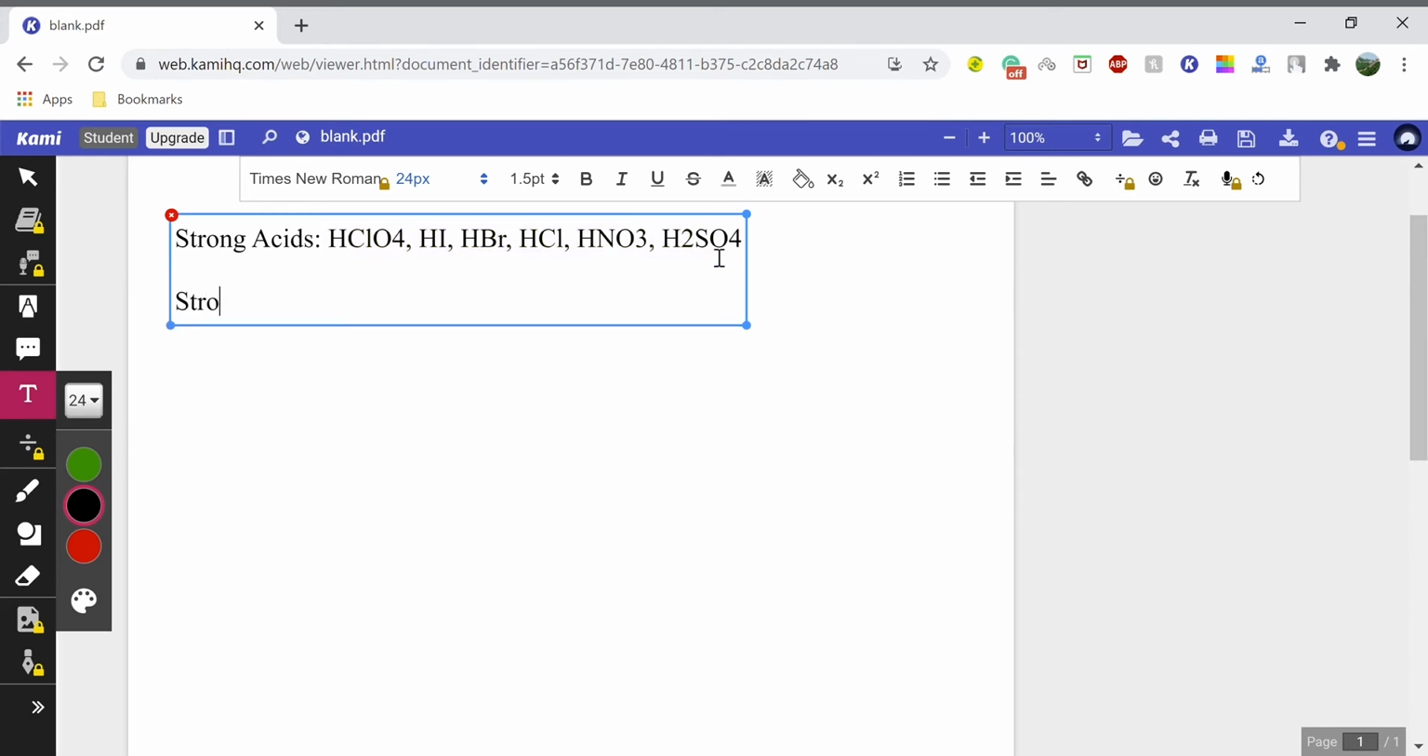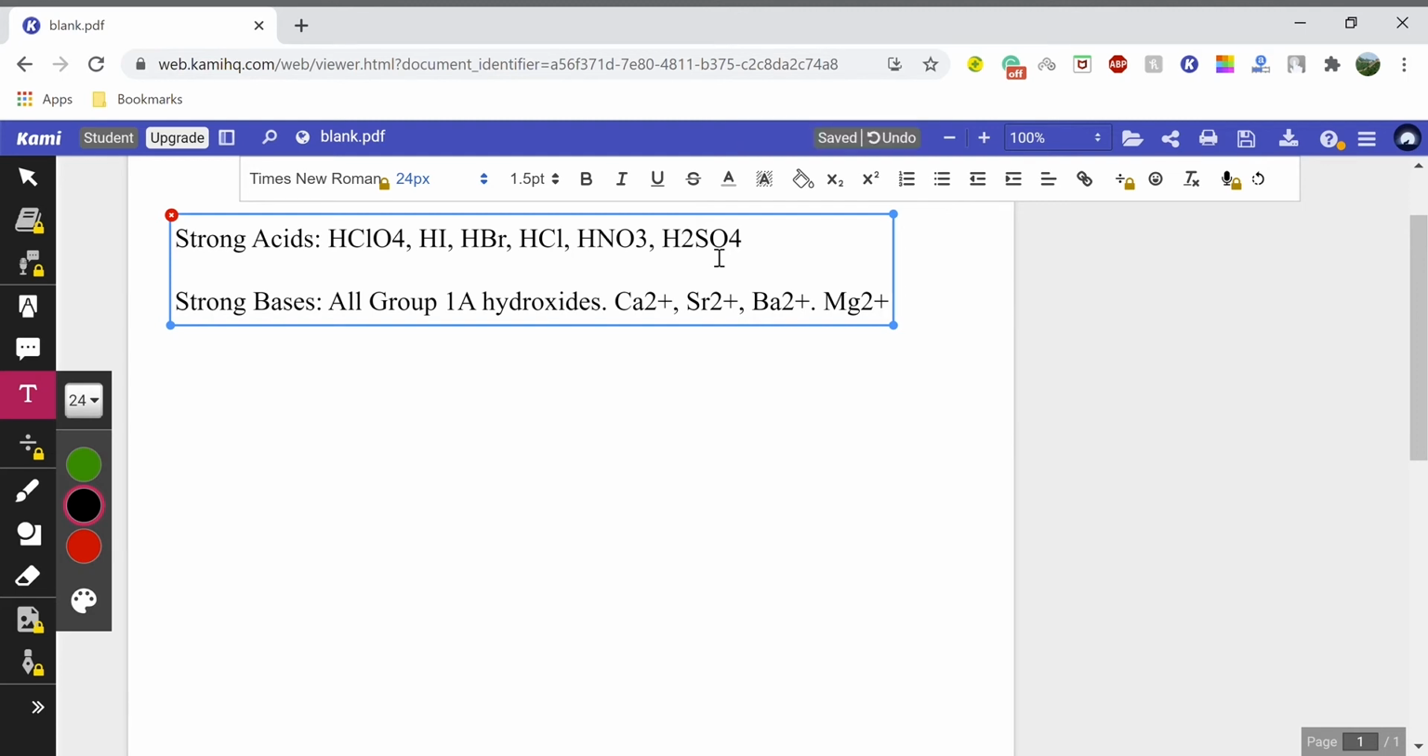Now let's talk about strong bases. Now all group 1A hydroxides are strong bases, and any hydroxide with Ca2+, Sr2+, and Ba2+ are all strong as well. And Mg2+, you should assume that it's strong unless it's otherwise noted in this unit. Now, because these compounds contain hydroxides, they're ionic and therefore dissociate in water. And now these strong hydroxides will dissociate 100% completely in water.